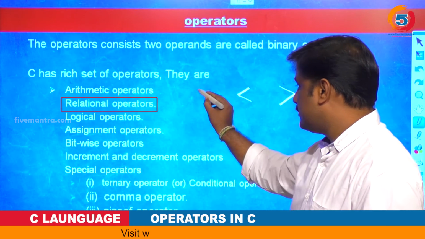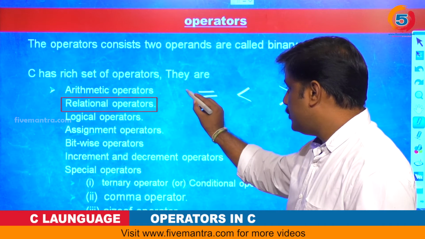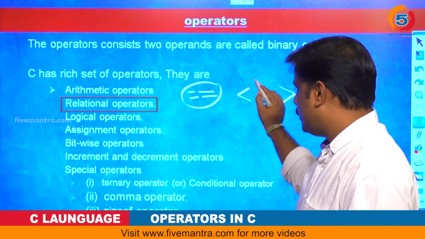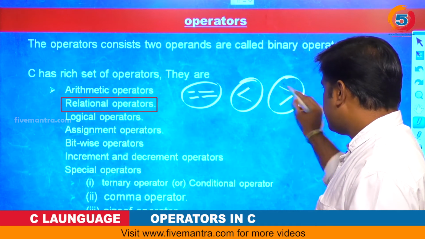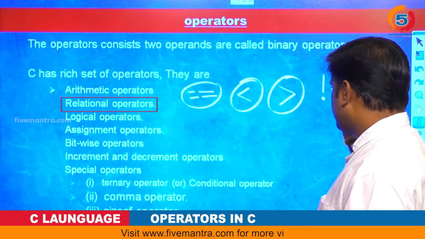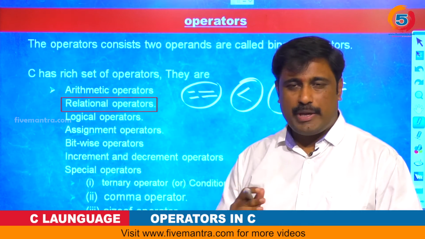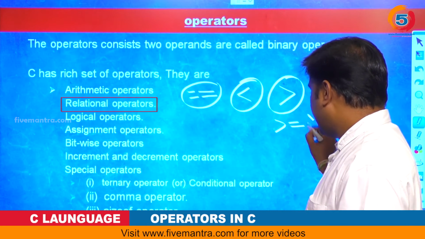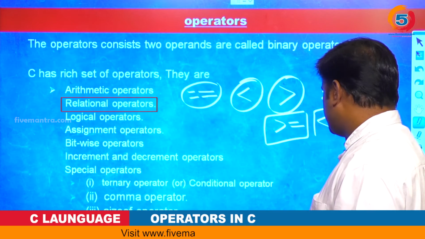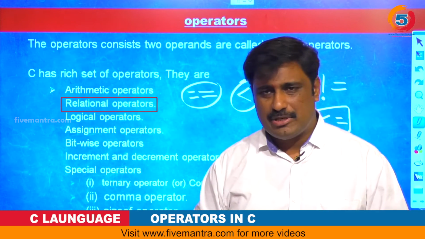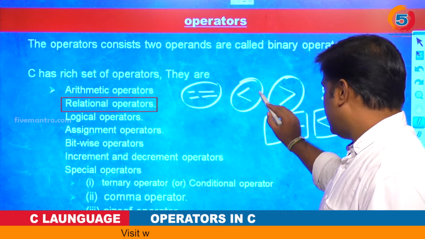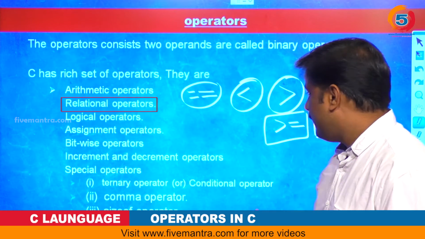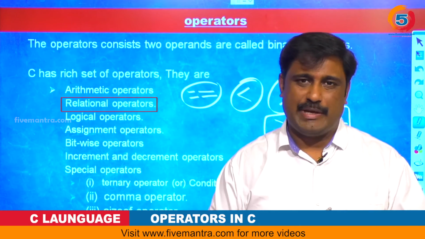Here we have another one, that is equal to. This is one operator. We call these operators equal to, less than, greater than, not equal to. Next, less than or equal to and greater than or equal to are extensions of these operators. How many symbols do we have? Equal to, not equal to, less than, greater than, less than or equal to, greater than or equal to. Totally we have 6 operators.